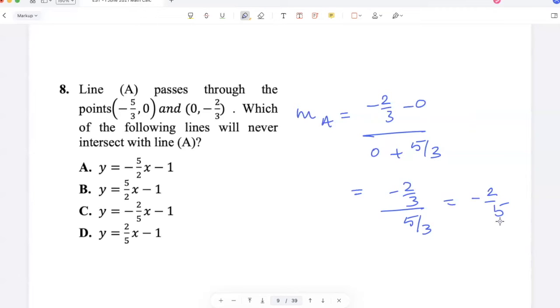So if the slope of line A is negative 2 by 5, it will never intersect a line that is parallel to this line, which means that the option should also have a slope of negative 2 by 5 because parallel lines have the same slope. And if you look at y is equal to mx plus c, which is the form in which these options are given, the slope is the coefficient of x, and that is negative 2 by 5 in option C. So line A and the line in option C will be parallel, so they will not intersect.